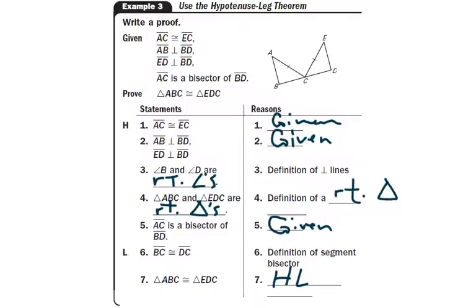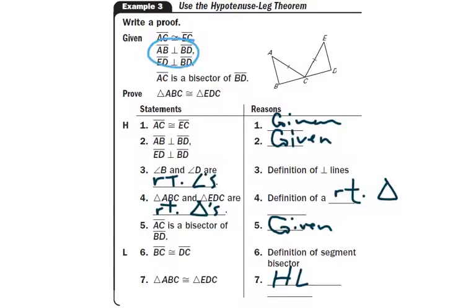So we're going to start out. They gave us that AC and EC are congruent. So I put that in for statement number 1. The reason is given, and that is the hypotenuse that I need. That's what the little H out in front stands for. That is the hypotenuse. Going on to statement number 2.